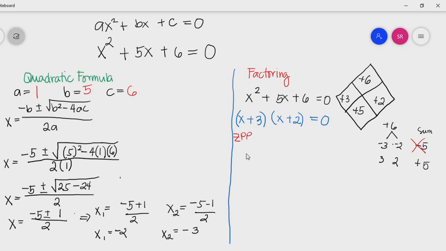For the zero product property, what will happen is we are going to equate each of these factors to 0. So we have x plus 3 equals 0, and the second one, x plus 2 equals 0. And then we will proceed to solving for the value of x. So we have x equals negative 3. How did it become negative 3? Just transfer that to the other side of the equation. And then x equals negative 2.